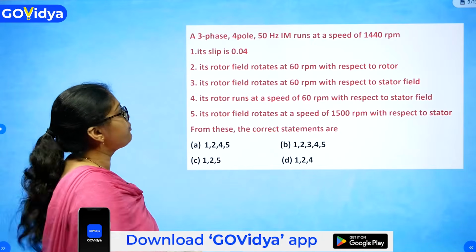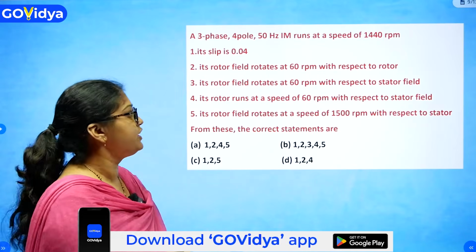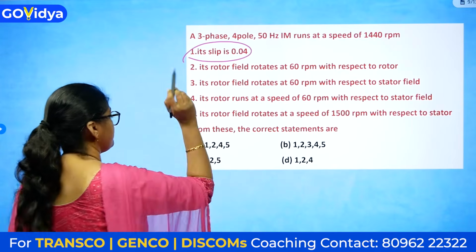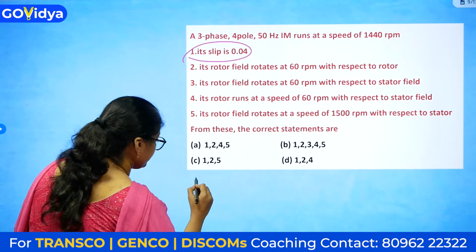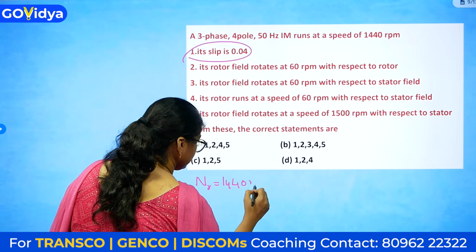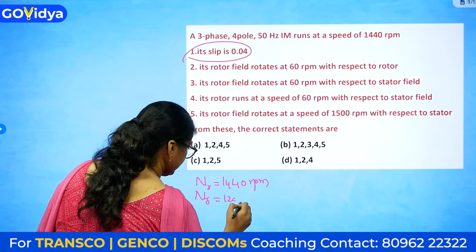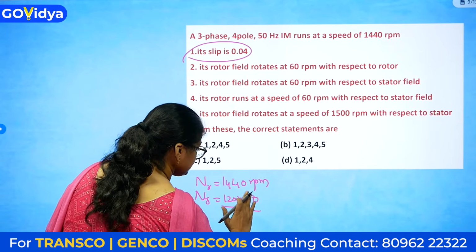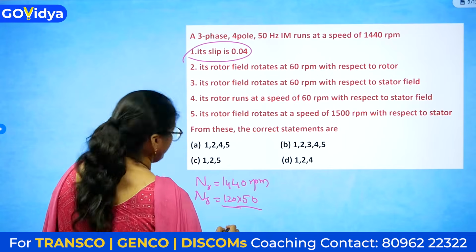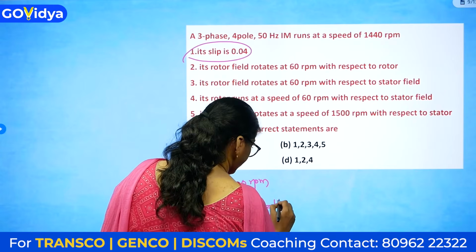A 3-phase 4-pole 50 Hz induction motor runs at a speed of 1440 rpm. So the first statement is its slip is 0.05. We'll calculate that. In the question they have given Nr, which is 1440 rpm. Ns is not given, so we'll find that. Ns is equal to 120 f by P, f is 50 and P is 4 poles. 30 into 50 is 1500 rpm.